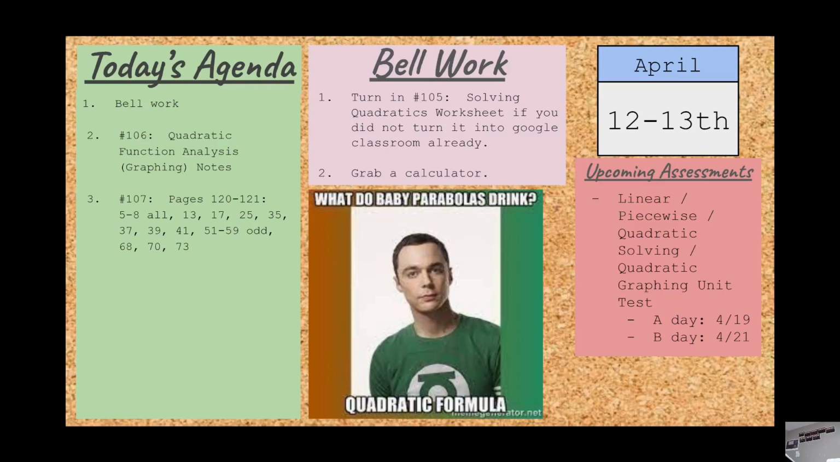33.33. 33 and a third. So if you have 4 25s, that would be 100. And then if you have 3 33 and a thirds, that would be another 100. So there's your 200 feet of fencing. That sounds right. It's just trying to show you an example of why you would care about vertex instead of it just being something abstract.